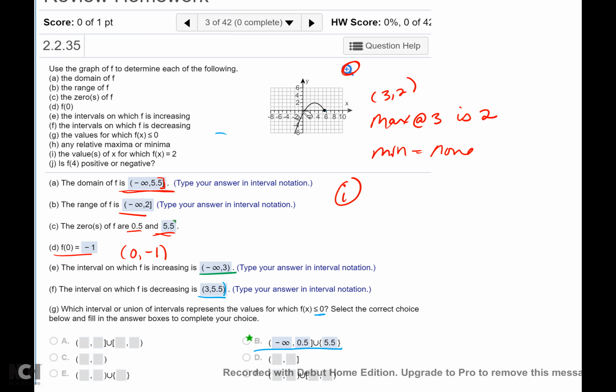Okay, for I, they want to know the values of x for which f of x equals 2. So they want to know what points have a y coordinate of 2. Well, only one does, and again, it's this point. So when it says the values for which f of x equals 2, well, at f of 3, you get 2. Okay, so the values would be 3. And then J, is f of 4 positive or negative? Well, if I go to 4 and then read the graph, it's at, I don't know, 1 point something, so it's positive.